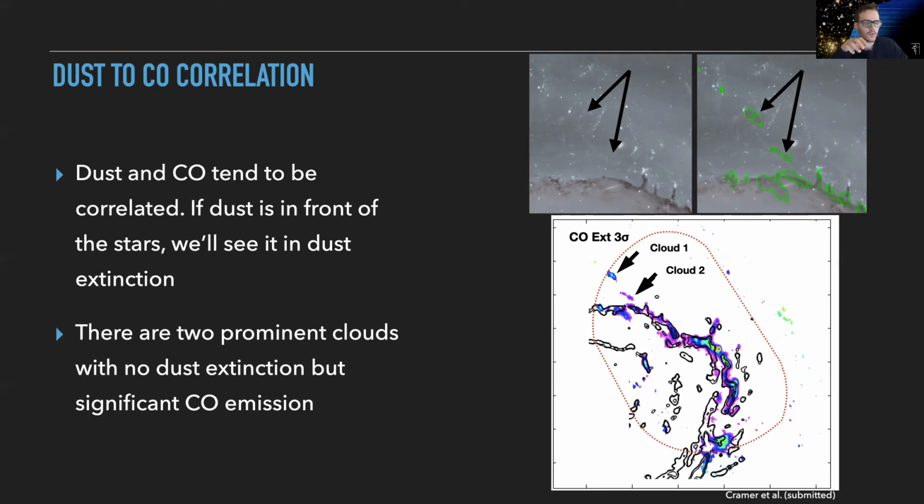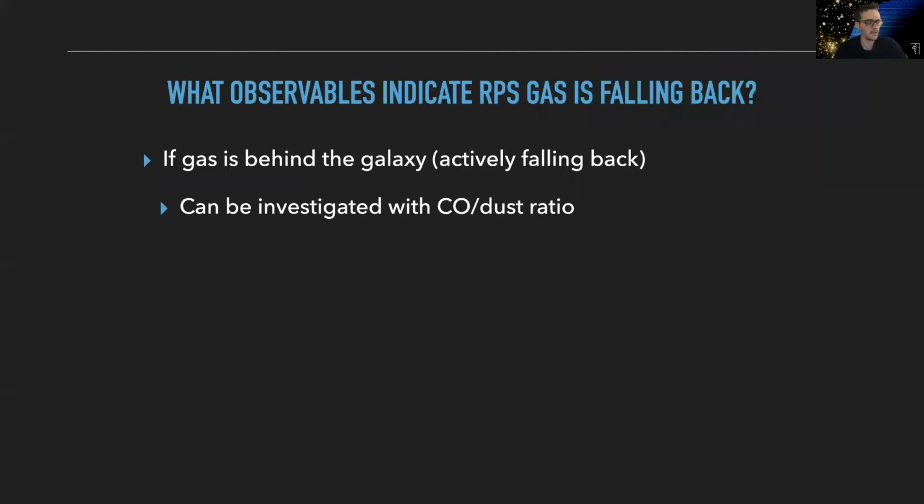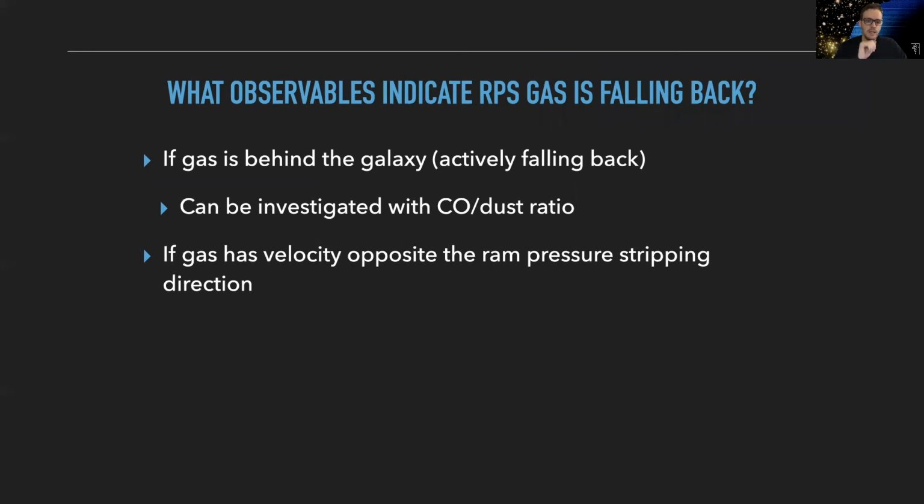But for these two particular clouds, there's no visible dust associated with them, suggesting that these clouds are behind the disk of the galaxy. Now, this alone is not enough to establish that these clouds are falling back. It just tells us that the clouds are likely behind the disk. To establish that they're falling back, we need to investigate the kinematics of these clouds.